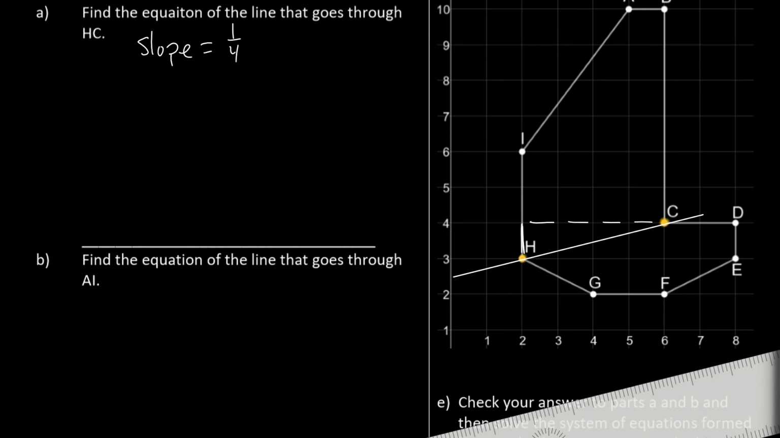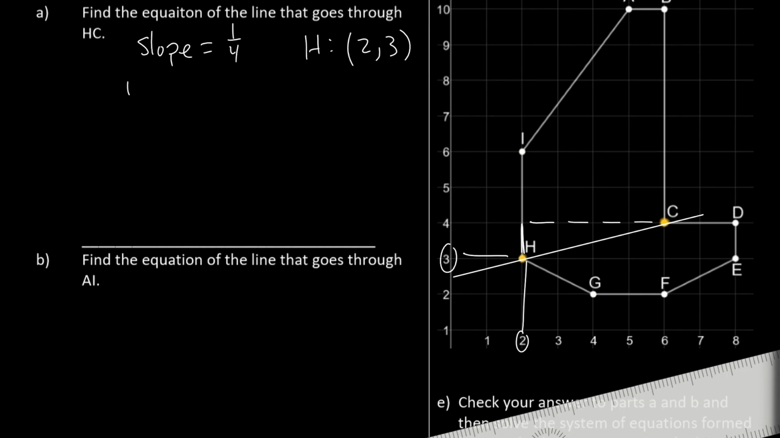And the other thing I've got is two different points, and it doesn't matter which one I use. H is apparently at 2, 3. So point H is where x is 2 and y is 3. If I look at it closely, x is 2 and y is 3, so that's point H. So I can use that point and the slope to find the equation of this line.